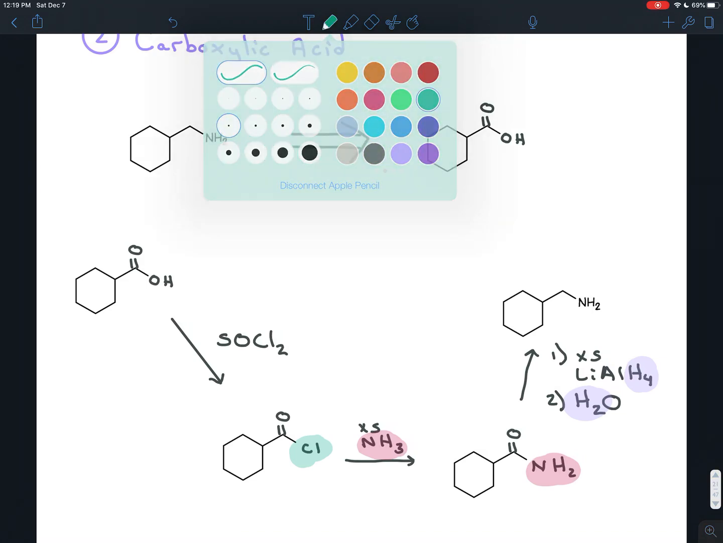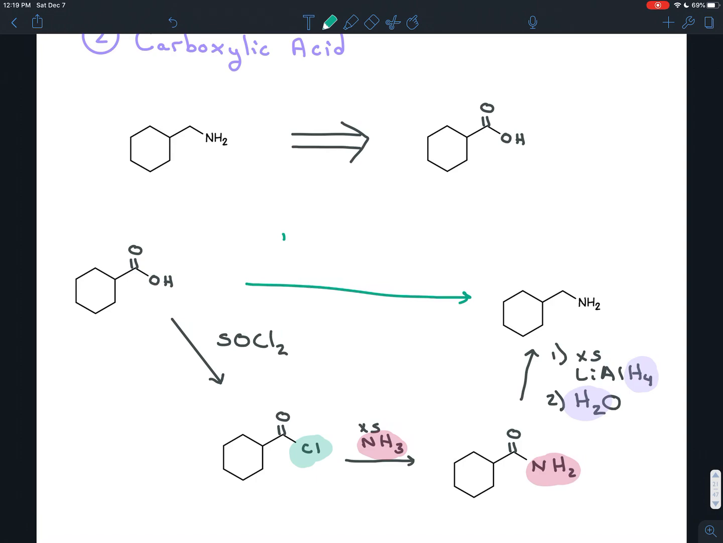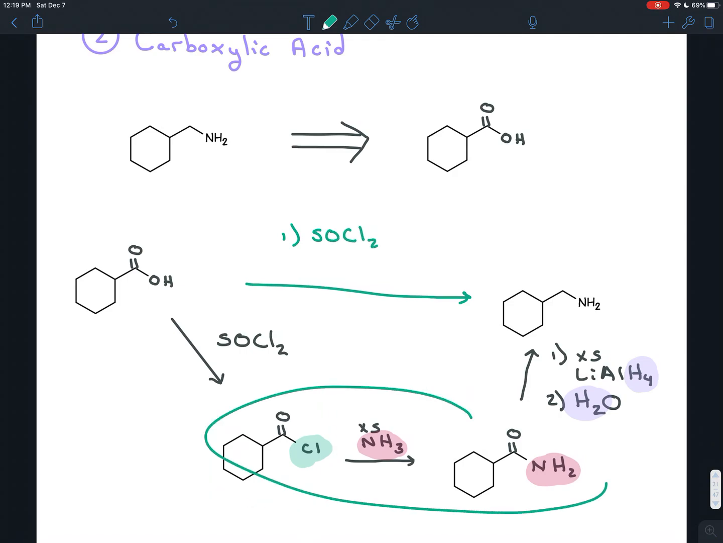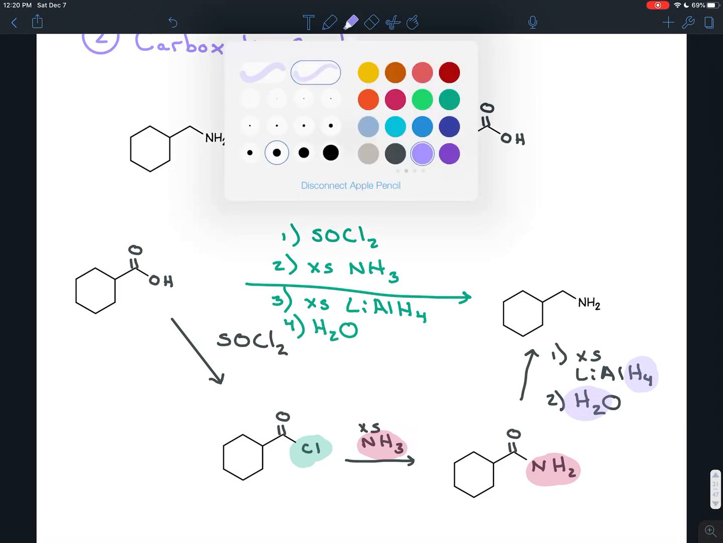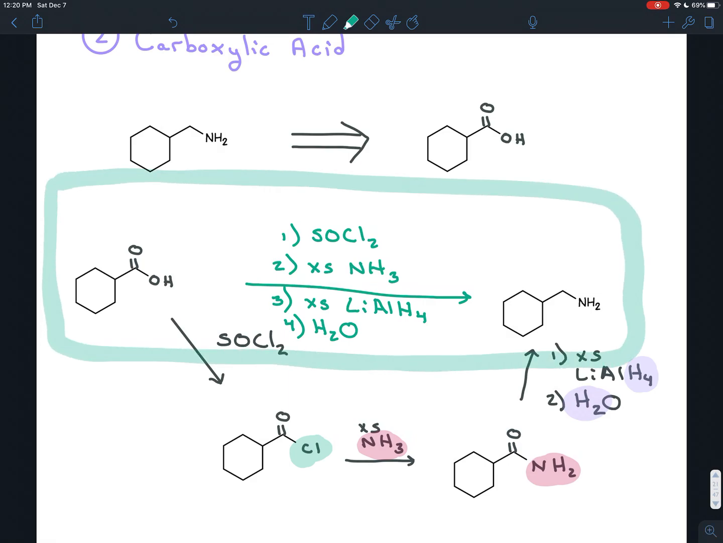So overall, we can make this transformation happen first by figuring out what carboxylic acid we need. For that, you just erase the amine, fill it in with an OH, and the carbon bonded to it has a carbonyl. Then treat it with thionyl chloride to turn it into an acid chloride. Once you have the acid chloride, turn it into an amide using excess ammonia, and then reduce the bonds to the electronegative oxygen. So you use first excess lithium aluminum hydride, and then a water wash. And that recipe will create this transformation.